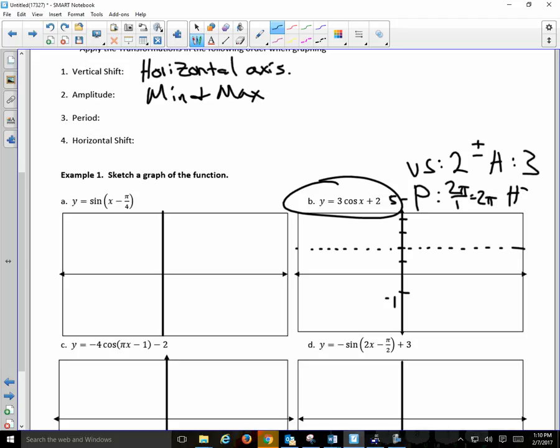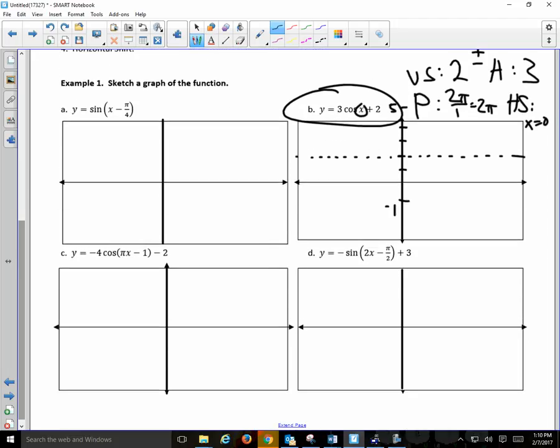And for your horizontal shift, you take the inside, and here the inside is just x. You set it equal to 0, and so there is no horizontal shift. So I'm going to mark off my period, 2 pi. Divide it in half to get pi. Pi over 2. 3 pi over 2.